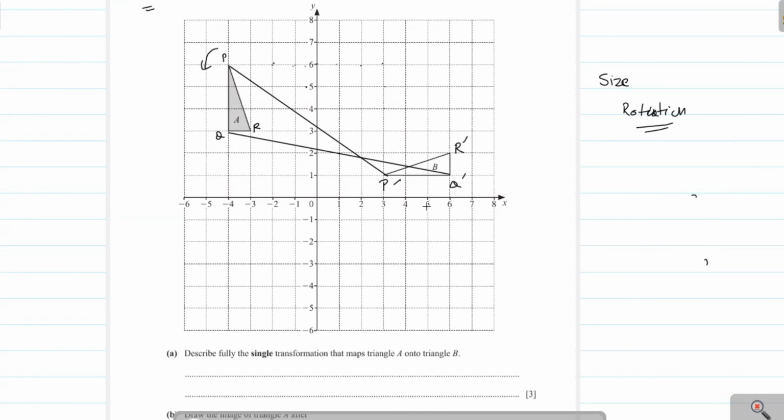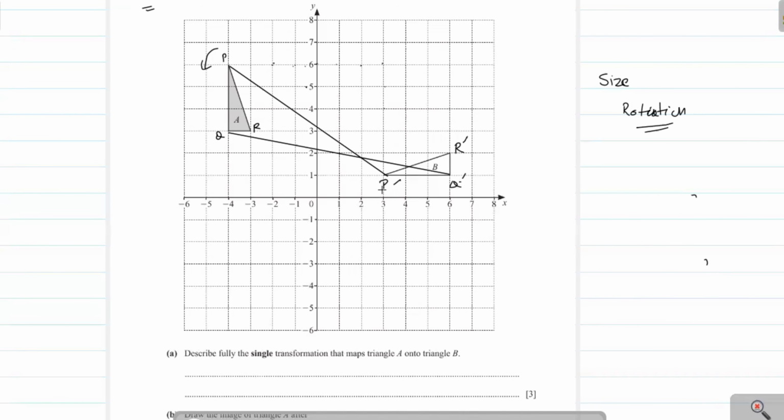And after getting these image points, we join P to P dash and Q to Q dash, and we take the perpendicular bisector of PP dash and QQ dash, and where these two perpendicular bisectors meet, this will be the center of rotation.